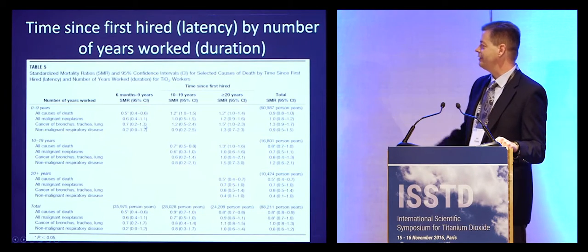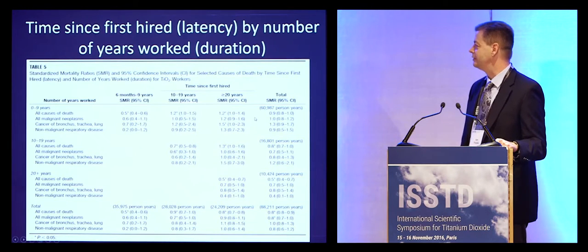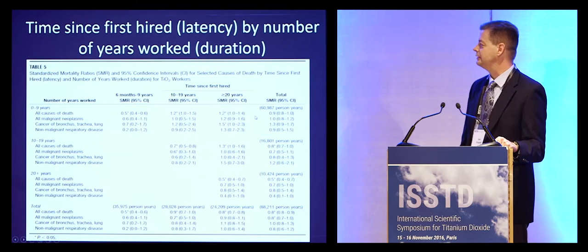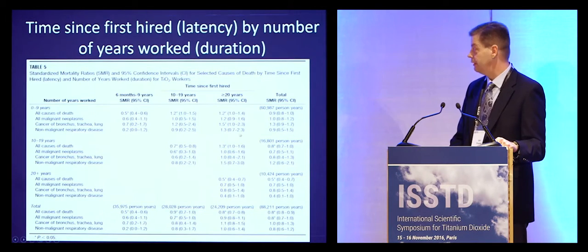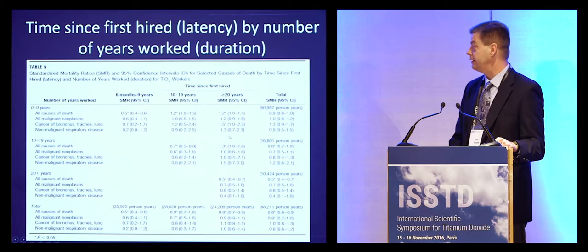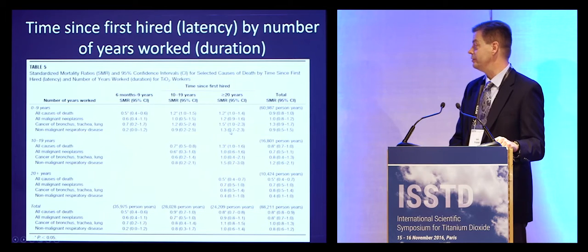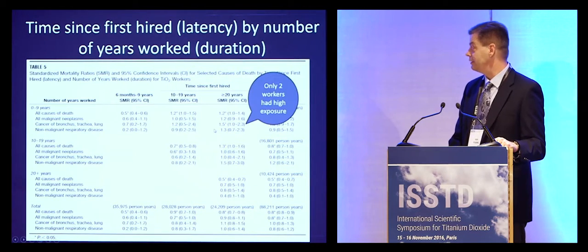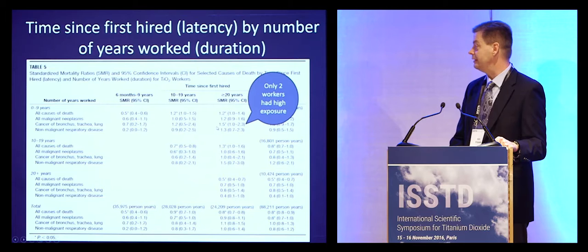You can see everything is pretty flat here, except we do see a slightly elevated risk for lung cancer for workers who worked less than 9 years, more than 20 years ago. So we looked at this group a little bit more, so it was 1.5, and the confidence interval was 1.0 to 2.3. We looked at this group a little bit more, and we saw that only 2 of these workers actually had exposure to titanium dioxide. So this was really not a meaningful relationship here.